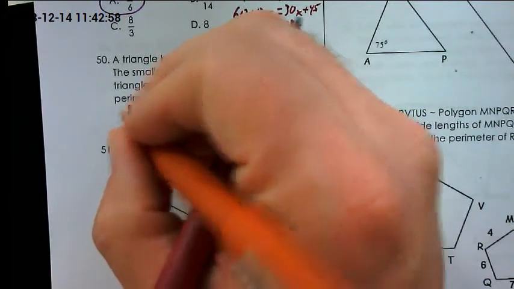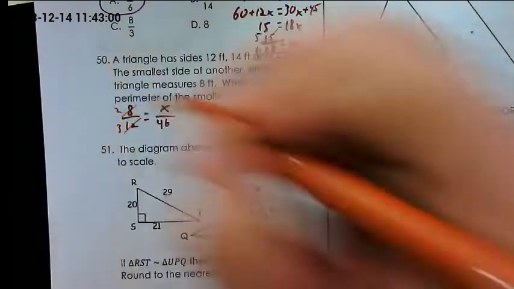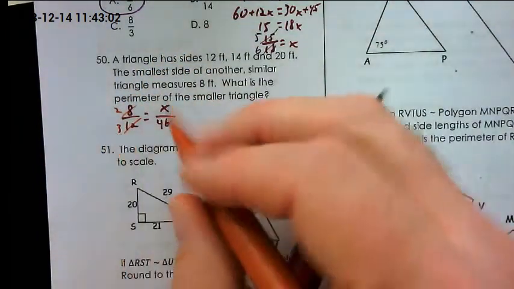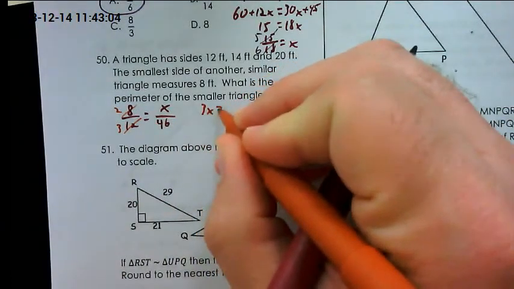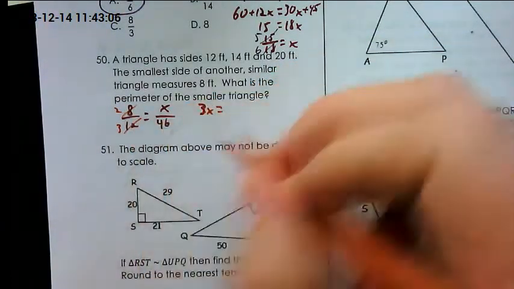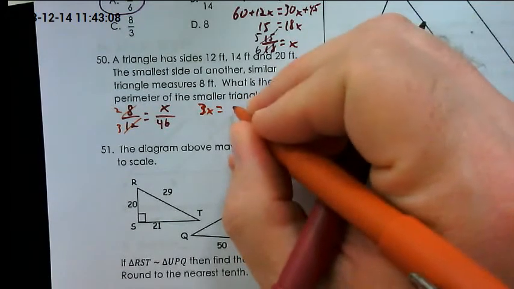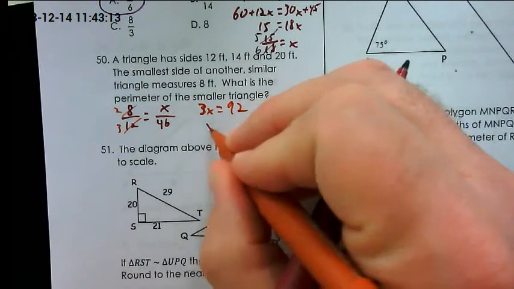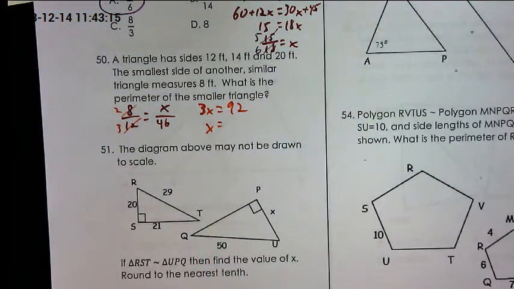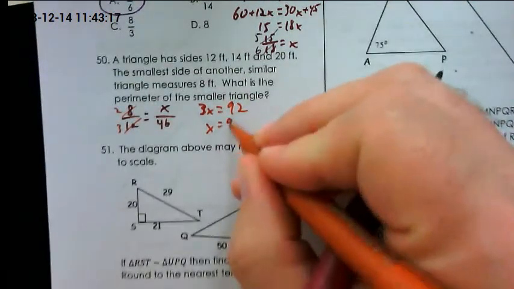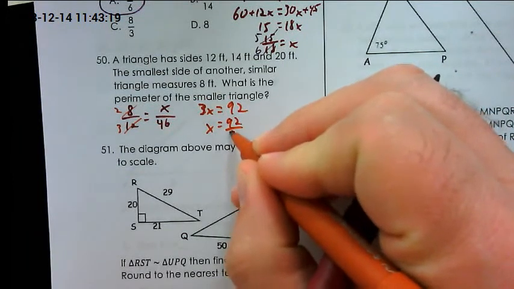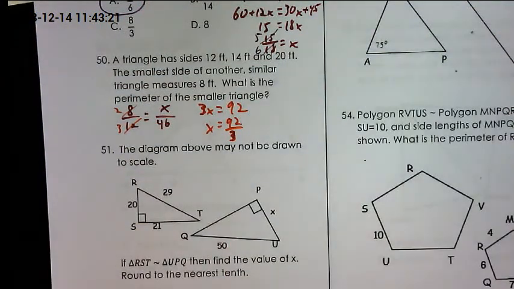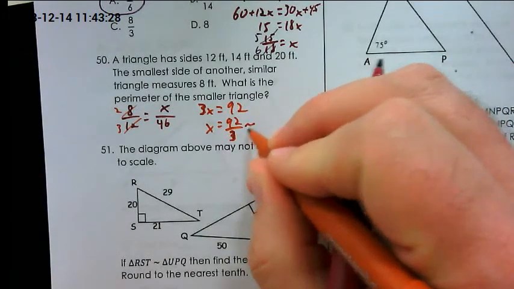Again, if you can simplify, simplify. 8 and 12, both divisible by 4, so that's 2 and 3. So cross multiply, 3 times x, 3x. 2 times 46, that'd be 92. Divide by 3, it doesn't come out to a whole number, so that's 92 over 3, which is 92 divided by 3, 30.6 continuous.